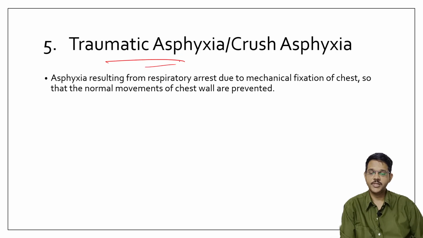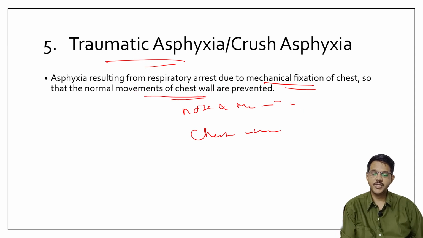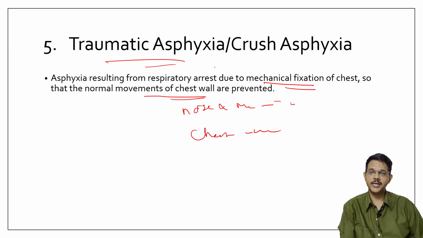Next form of suffocation is traumatic asphyxia, also called crush asphyxia. Here the asphyxia results from respiratory arrest due to mechanical fixation of the chest. So here the nose and mouth are patent, nose and mouth are open, but the chest is unmovable. The normal movement of the chest will be prevented. The chest is unable to move, so the lungs cannot expand, and the person dies an asphyxial death.